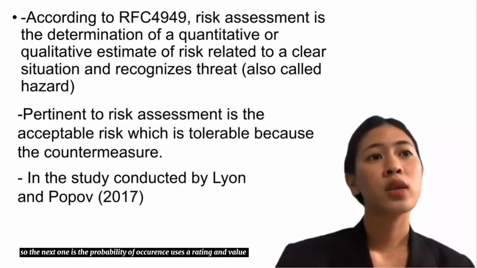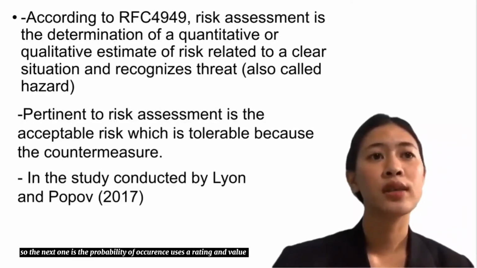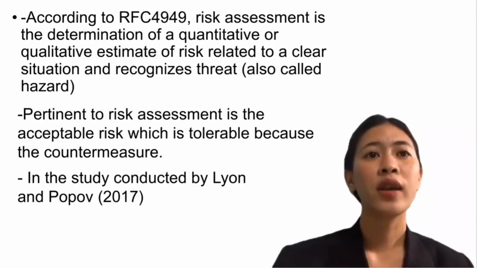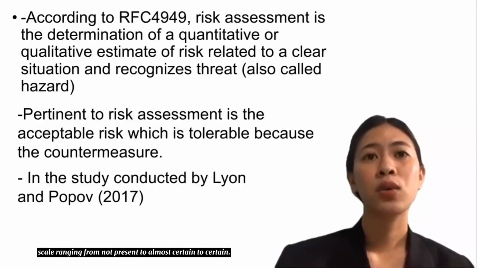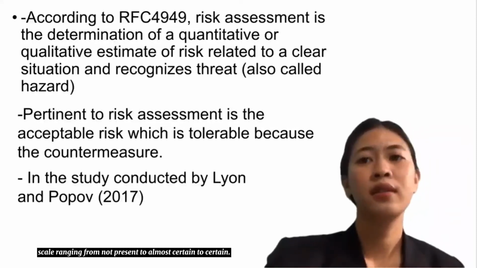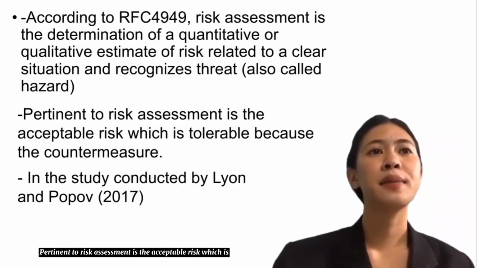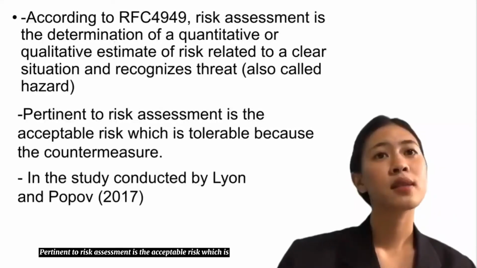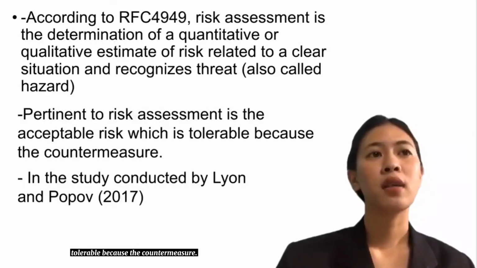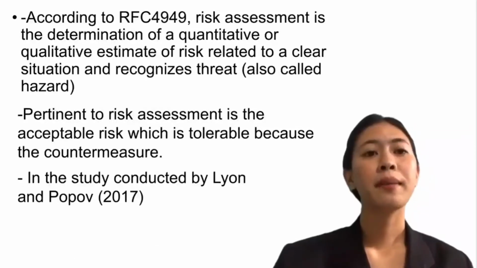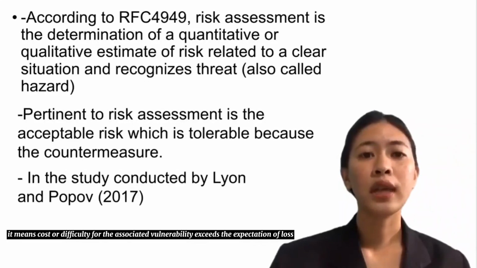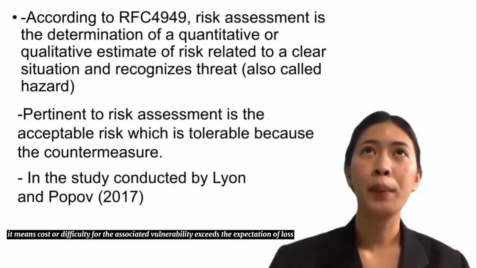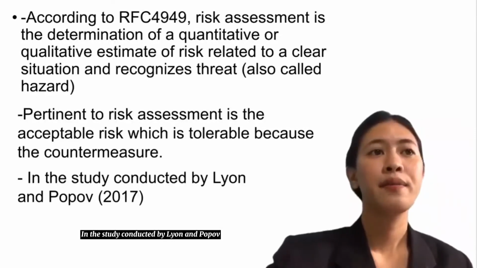The next one is probability of occurrence, which uses a rating and value scale ranging from not present to almost certain to certain. Pertinent to risk assessment is the acceptable risk, which is tolerable because the countermeasure cost or difficulty for the associated vulnerability exceeds the expectation of loss.